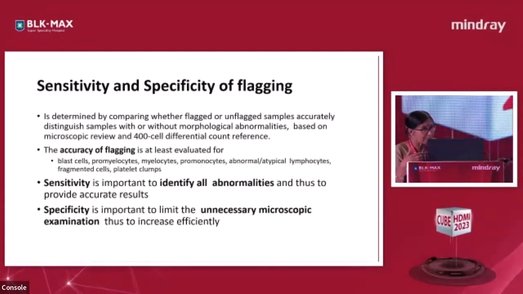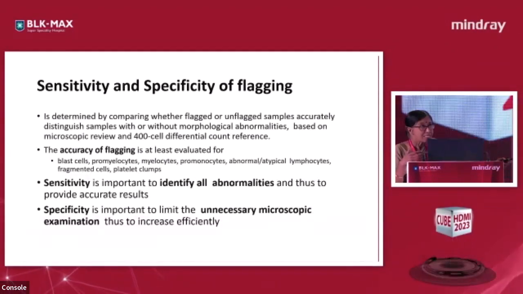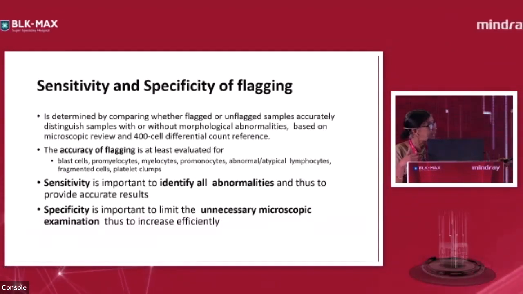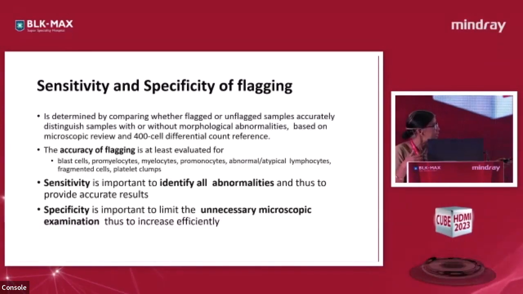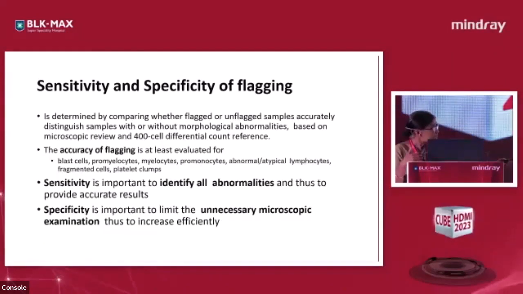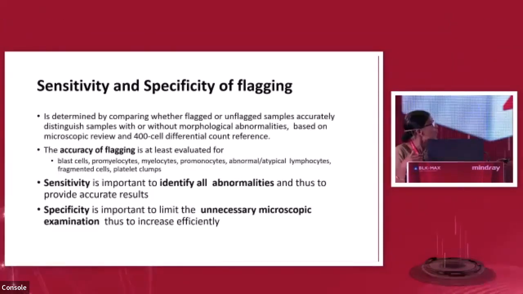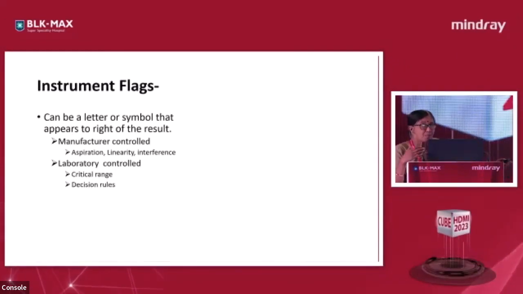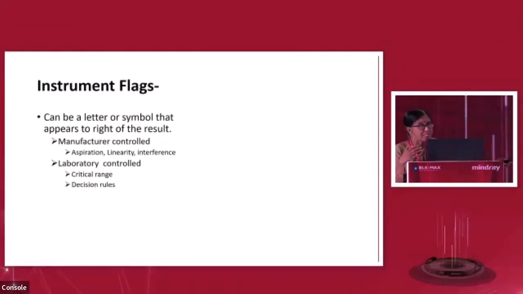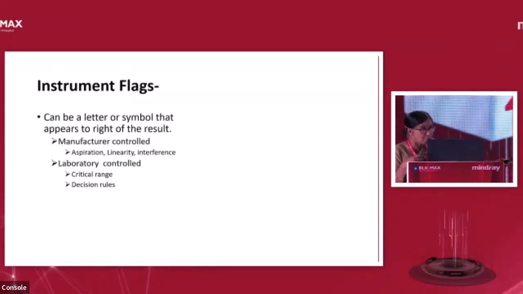So the accuracy of flagging is determined for various clinically significant parameters. Sensitivity is important to identify all abnormalities, and therefore we produce accurate results. However, specificity is important to limit unnecessary microscopic examination and thereby increase the efficiency of the laboratory. So it's very important to strike a delicate balance between the sensitivity and the specificity. So instrument flags play an important role.